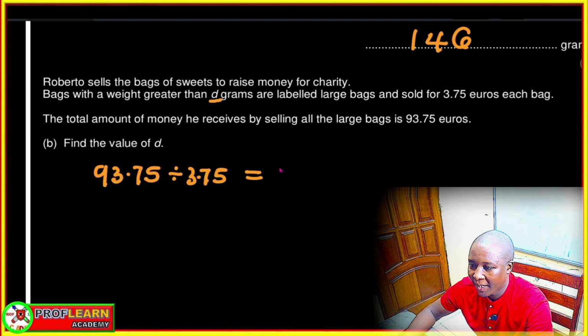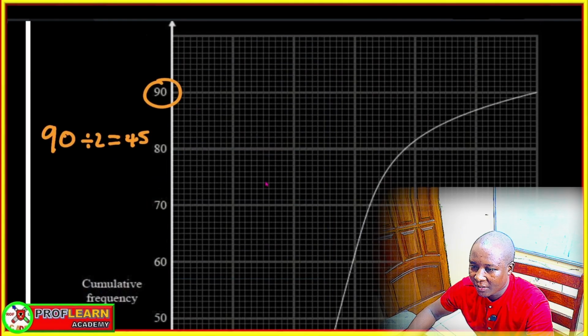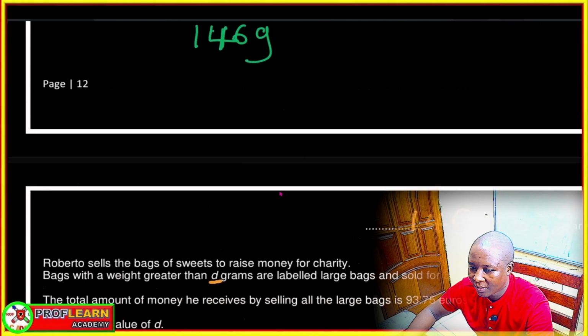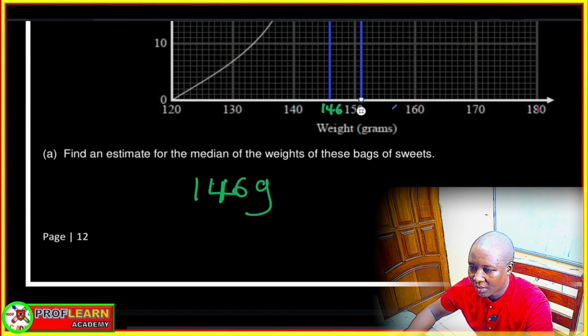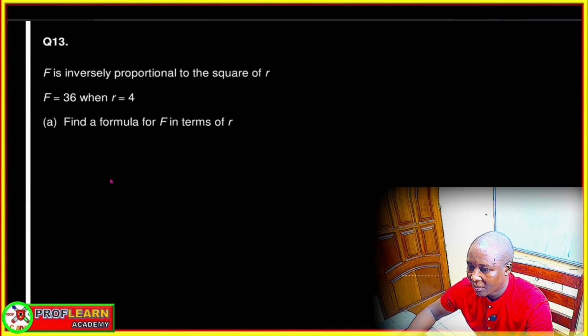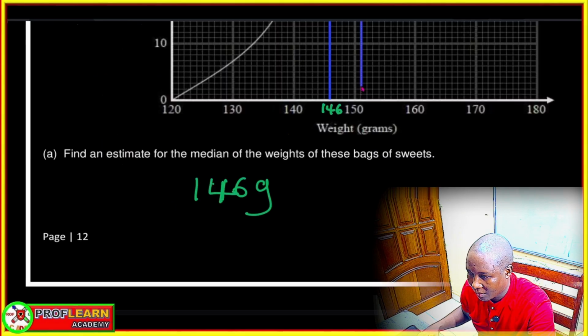Yeah, so how many large bags? That is 25, right? So we go here. We try to identify 90 minus 25. Then we shall check. That is around 65. We just read here. Which value is that? Let me just move here. What value was that?